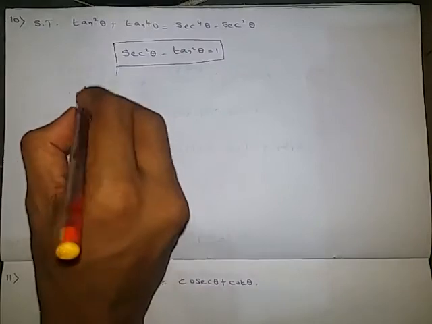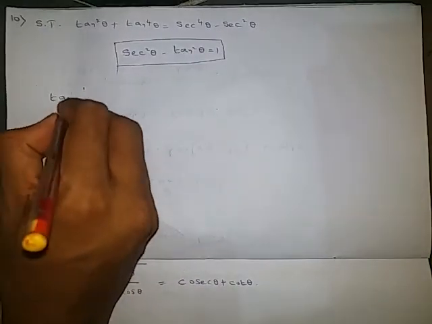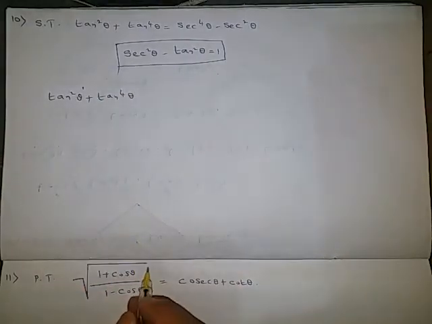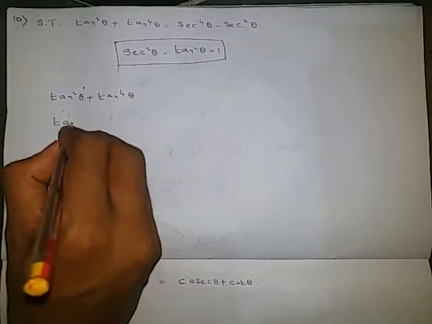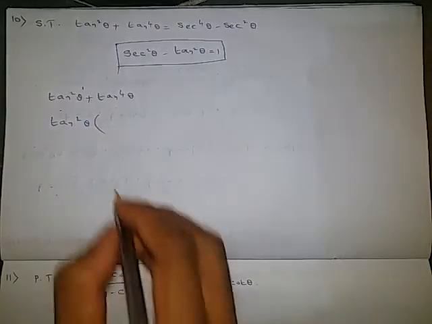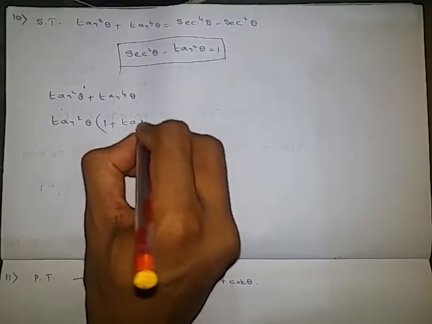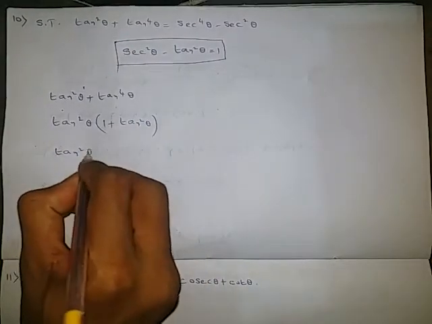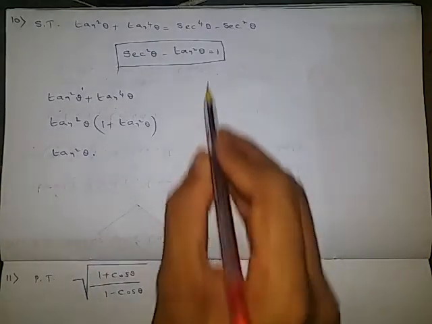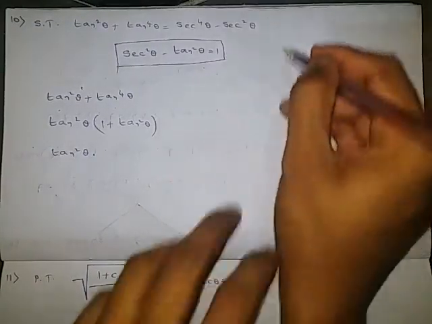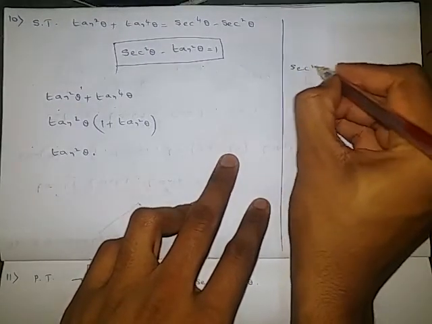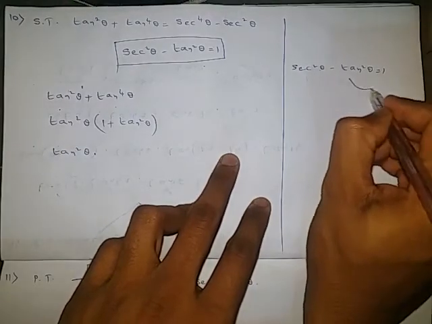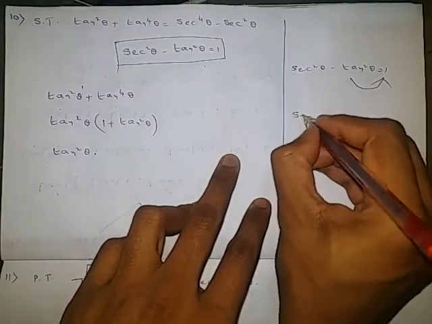So first the LHS. If we observe clearly, it is given as tan square theta plus tan power 4 theta. From these two terms I will take out tan square theta common. So we remain with 1 plus tan square theta. Now this tan square theta as it is, into, from this identity, secant square theta minus tan square theta is equal to 1. I am taking minus tan square theta to the right side, so it will become plus tan square theta.